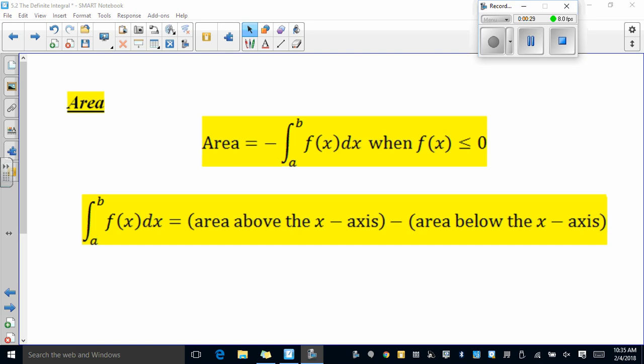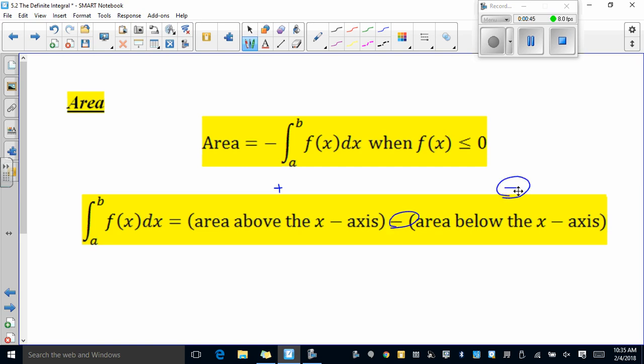Now later on, I will show you this again, so I don't want you guys going, how am I supposed to remember this? Actually, this one might be a little bit easier. If you're looking for the area from A to B of f of x, sometimes this is a little bit easier to do: the absolute value of the area above plus, because two negatives make a positive, the absolute value of the area below.